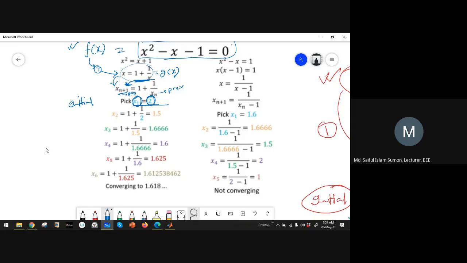So I need to get a better solution. For that, I will go for iteration. How? I will find another value of x, that means x2, with the help of this equation.